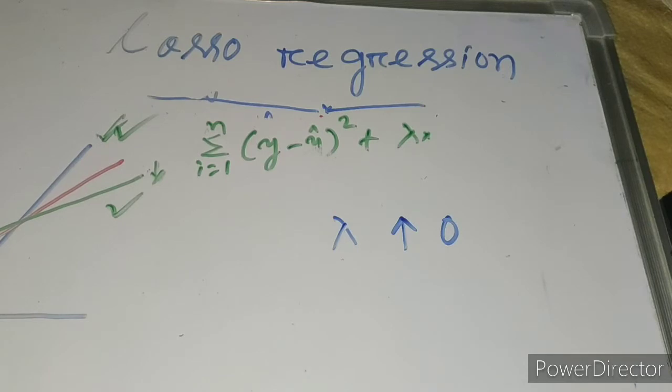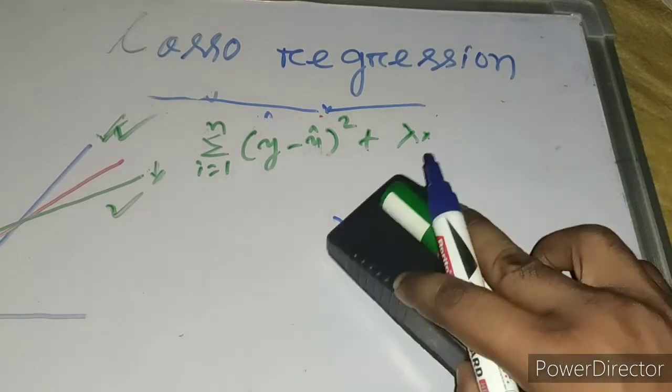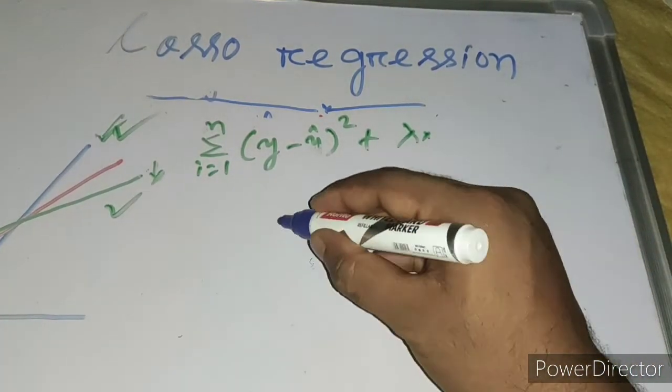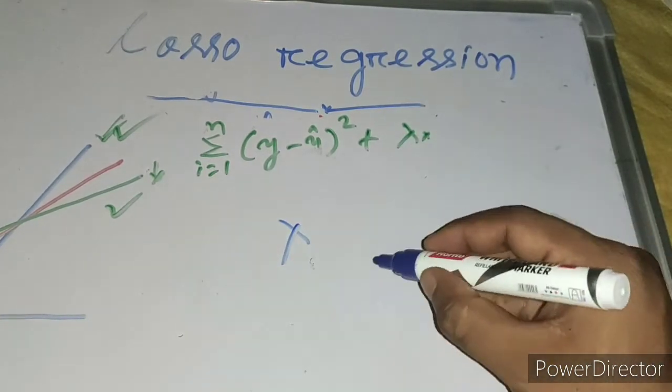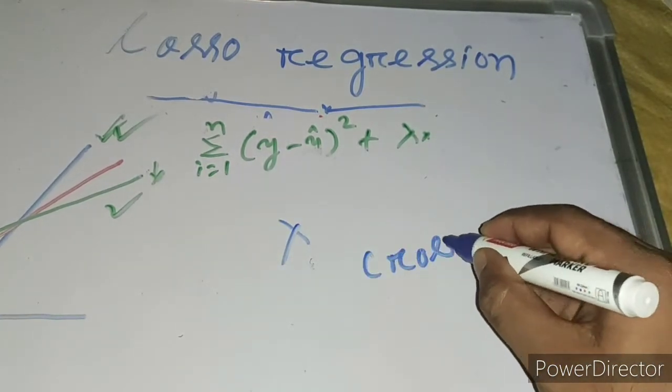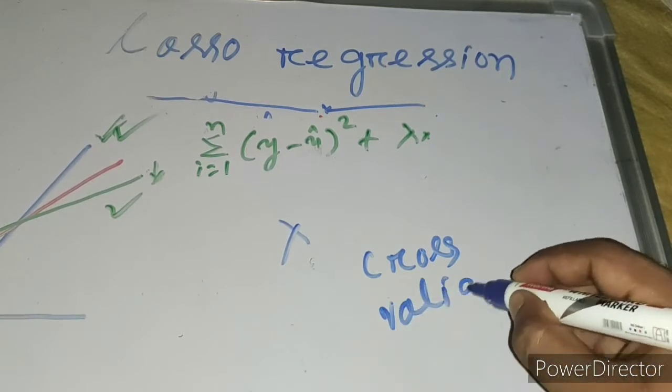Lambda could be anything which is greater than 0. But while explaining this algorithm, let me make it very clear: we have to find out the lambda value, and the process of finding the lambda value is quite different. For that I will be creating a separate video, known as cross validation. So this lambda value will be calculated by using the cross validation method.